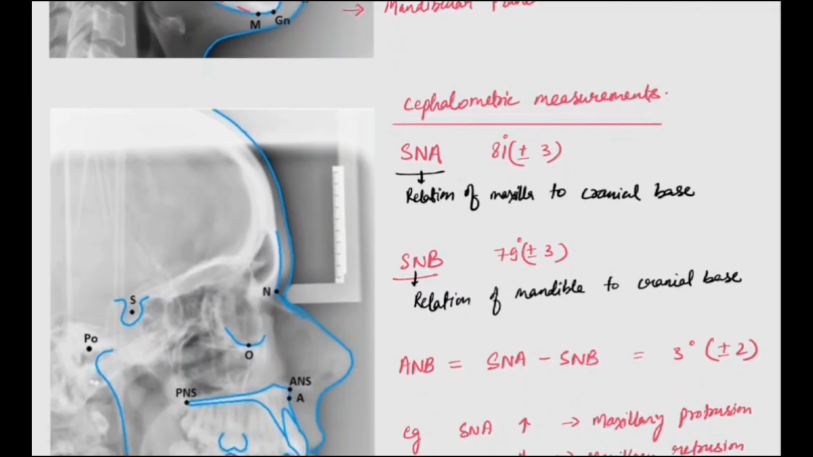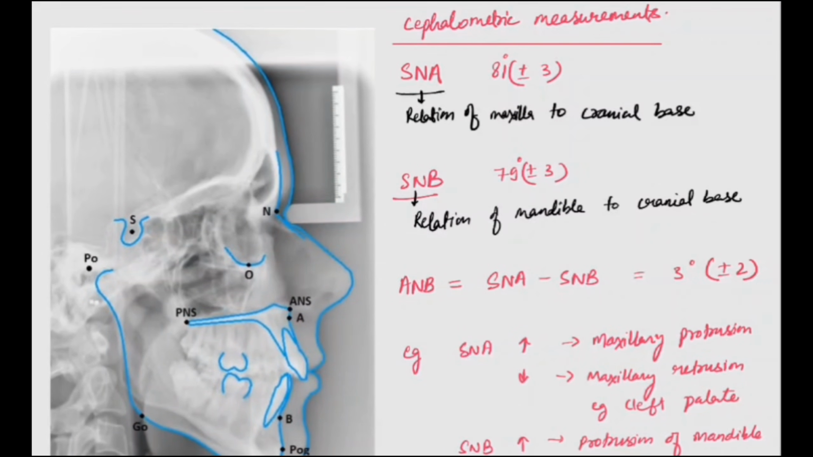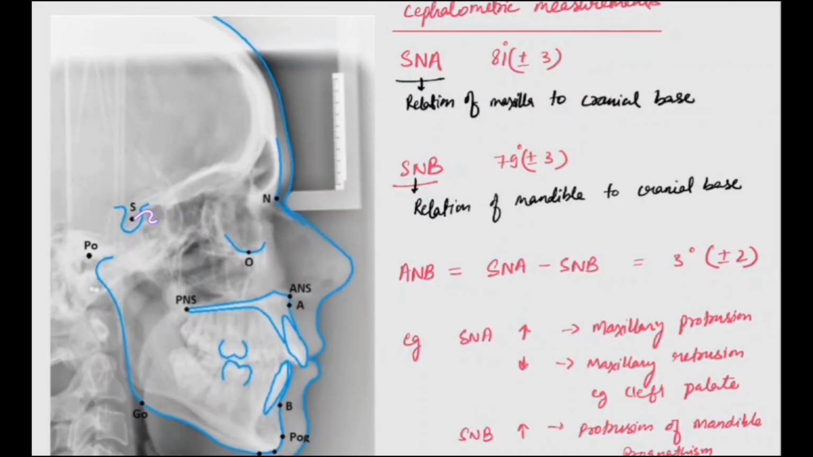Now coming to the important cephalometric measurements. The first is the SNA angle. It represents the relation of the maxilla to the cranial base. It is normally 81 degrees plus or minus 3 degrees.